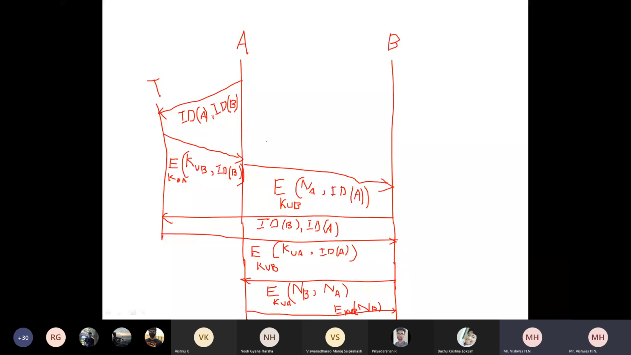This is public key encryption. That means private and public keys are involved in this, which are asymmetric keys. A doesn't have the public key of B. It contacts the trusted third party and receives the public key of B. And it sends a nonce and its own ID encrypted using the public key of B. B doesn't have the public key of A, so it also contacts the trusted third party and receives the public key of A. Then B sends the nonce of A, which it has received, and its own nonce to A, encrypted with the public key of A. Then upon receiving that, A sends the nonce of B back to B, encrypting with the public key of B. So both the parties have proved their identity.